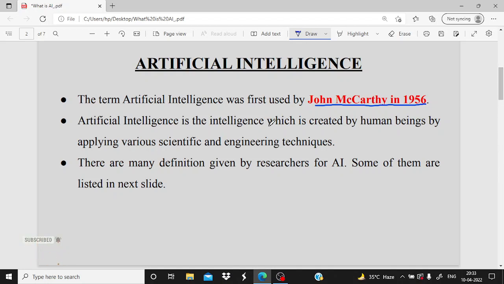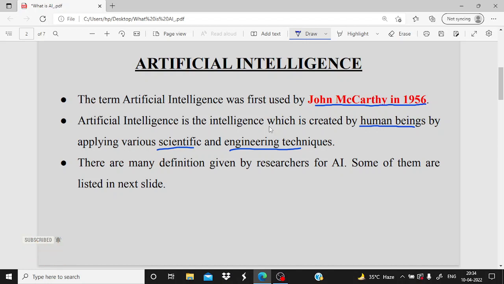Artificial intelligence is the intelligence which is created by human beings. It is created by human beings by applying various scientific and engineering techniques. It means that by putting in some techniques, we make machines intelligent. And this process of giving intelligence to machines is artificial intelligence.